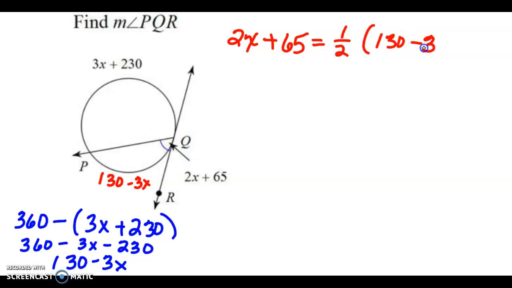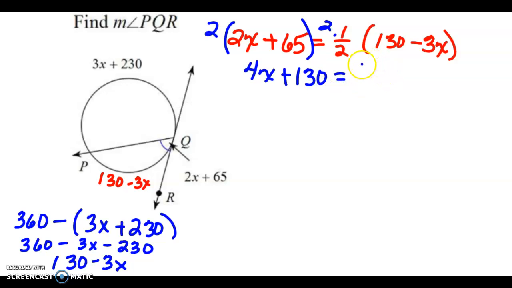130 minus 3x. Here's another situation where I could distribute, but then I get a fraction. Most people don't like fractions. So you can multiply both sides by 2. You have to multiply every term on this side. This side you already had parentheses, so if you multiply what's on the outside by 2, that will multiply what's on the inside by 2. So I get 4x plus, I think that's 130, equals, just this drops off. So you get 130 minus 3x.